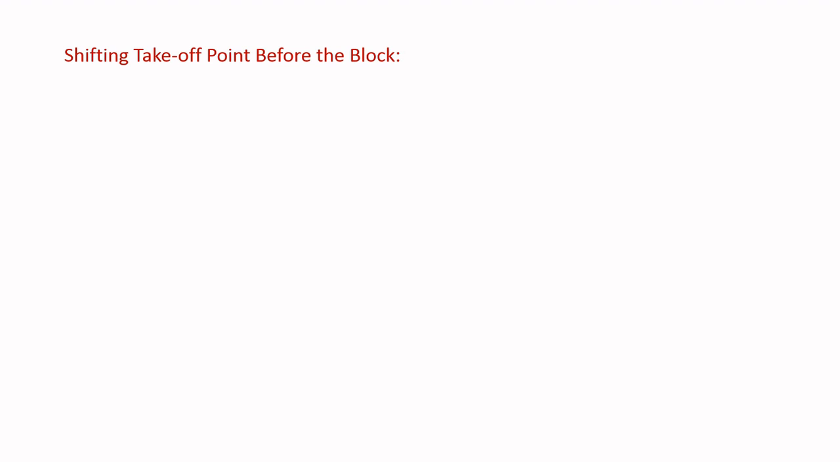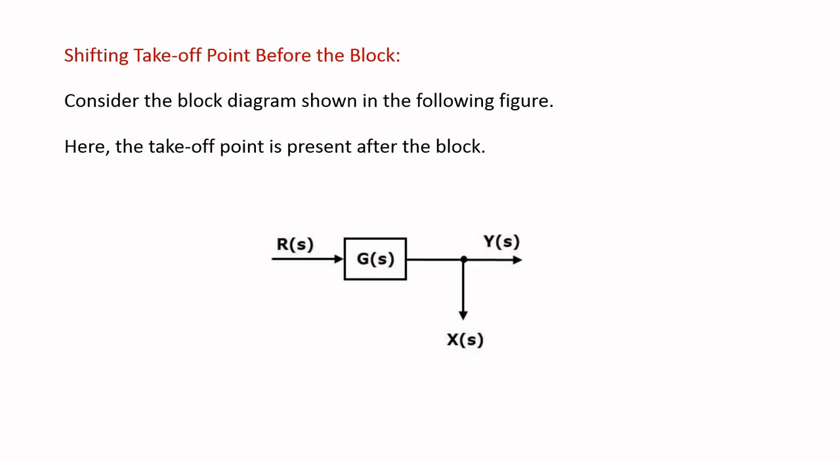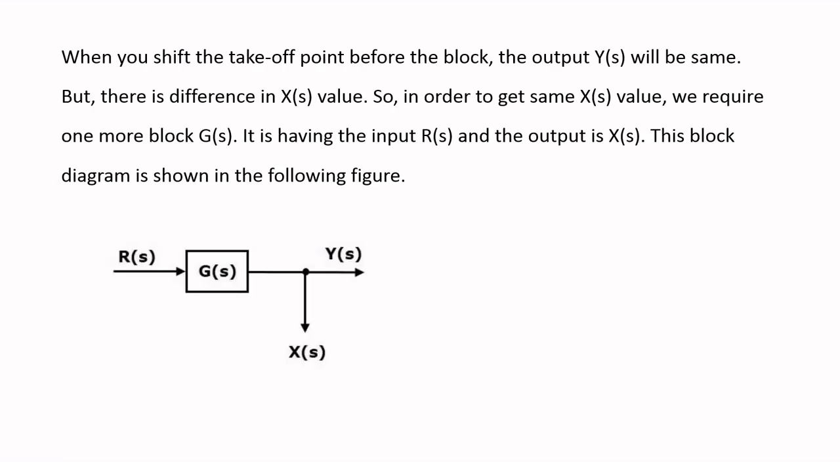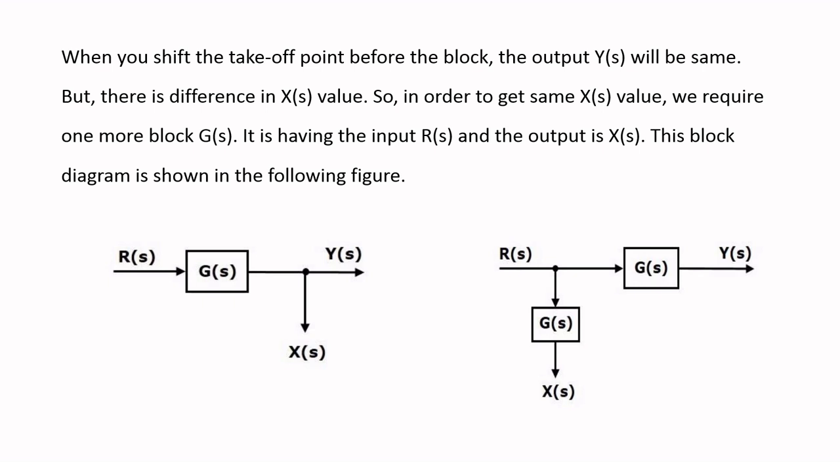Similarly, consider shifting the takeoff point before the block. This is the block diagram which is having the takeoff point after the block, after the block g of s. If you want to shift this takeoff point before the block, we require one more block which is having the transfer function g of s. These are the two block diagrams, takeoff point after the block and takeoff point before the block.